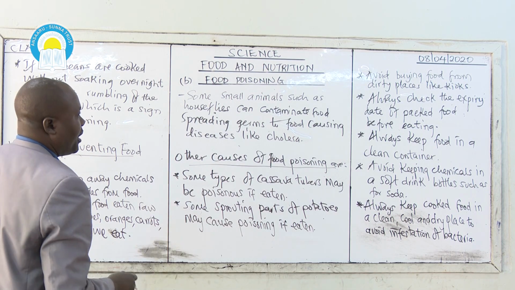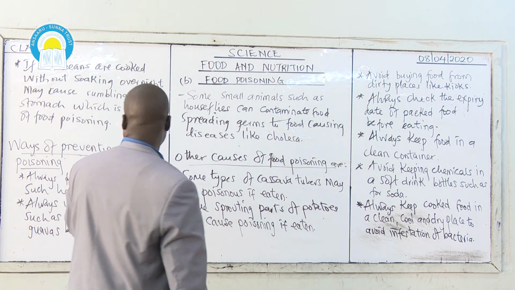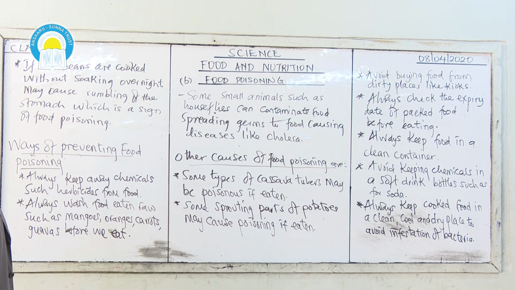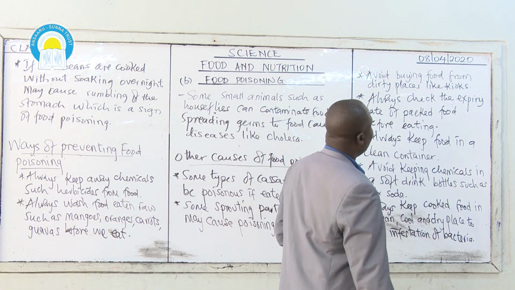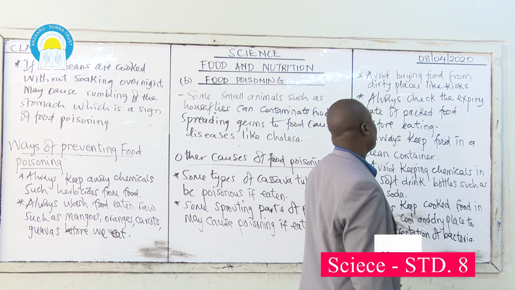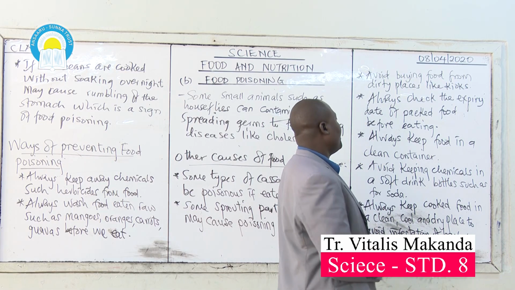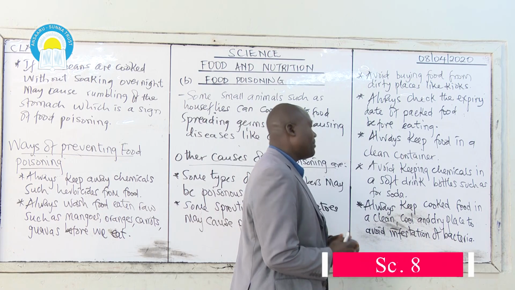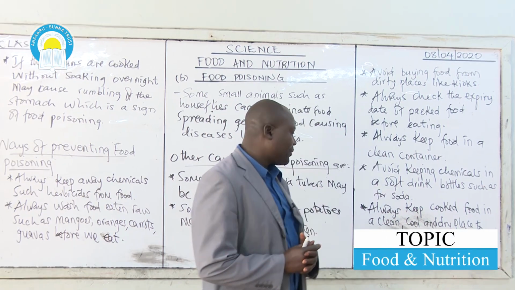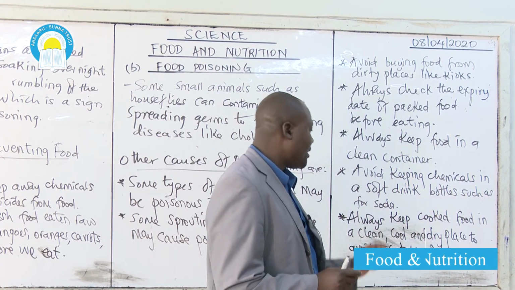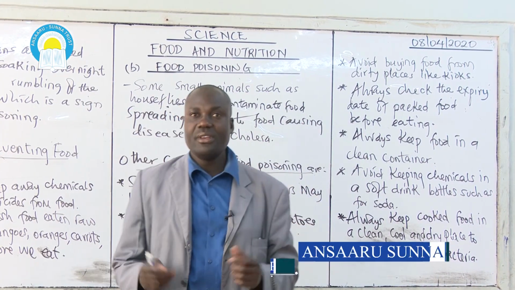Let us look at this. We've said one, always keep away chemicals such as herbicides from food; always wash food eaten raw; avoid buying food from dirty places like kiosks; always check the expiry date; always keep food in a clean container; avoid keeping chemicals in soft drink bottles such as soda; then always keep cooked food in a clean, cool and dry place to avoid infestation.